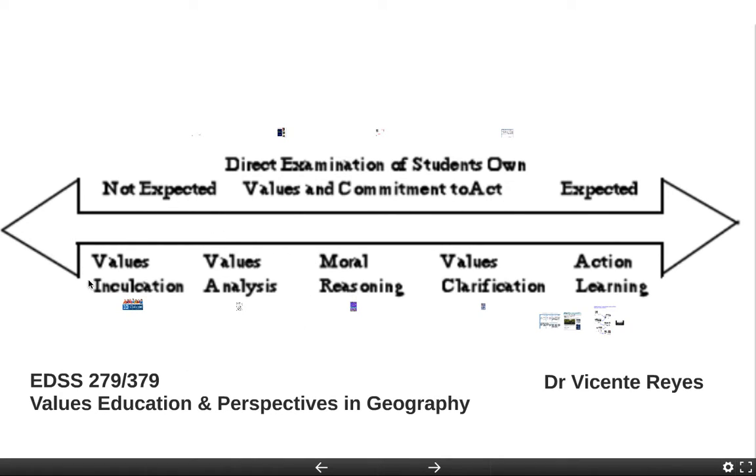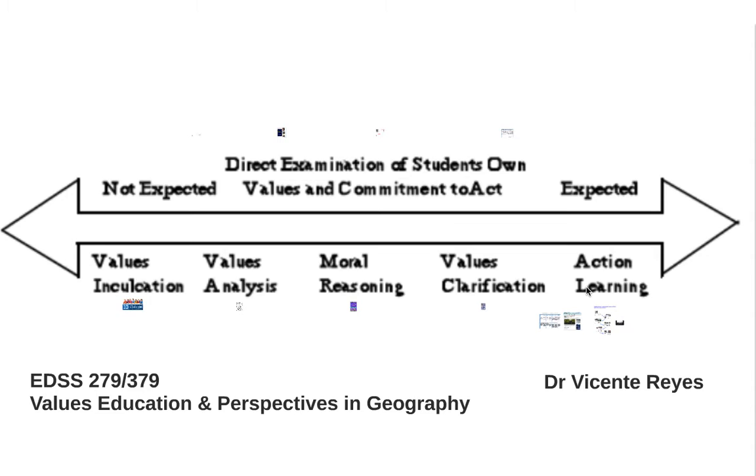On this side, direct examination of students' own values and commitment to act is not expected, but on this other end, these are expected. So we have values inculcation, moving towards values analysis, moral reasoning, values clarification, and action learning. So I'll briefly talk about each of these values approaches, and then I'll focus on what I, based on my experience, would call the most complex but also most rewarding values process, and that is action learning.